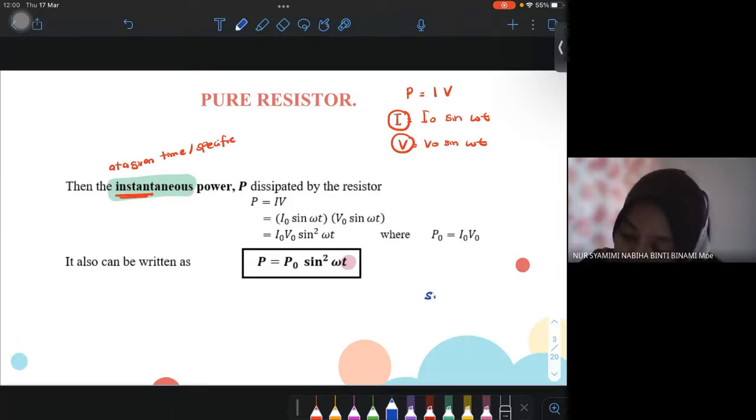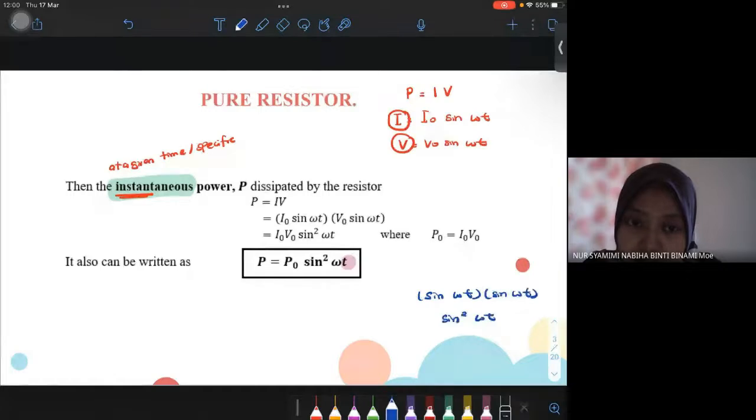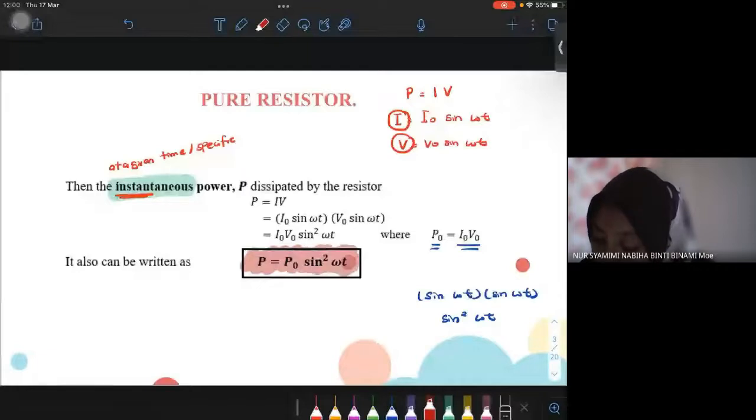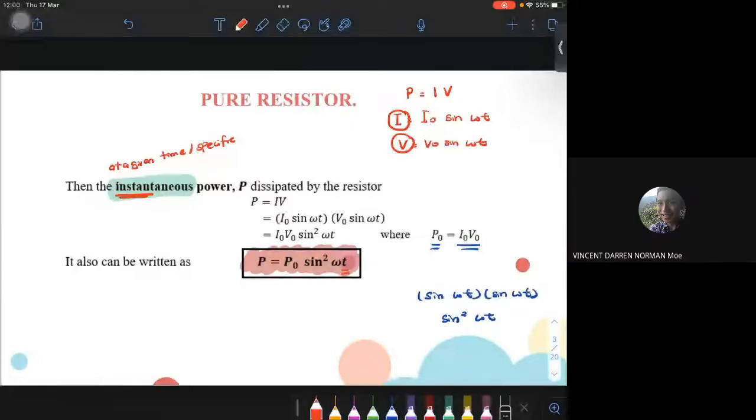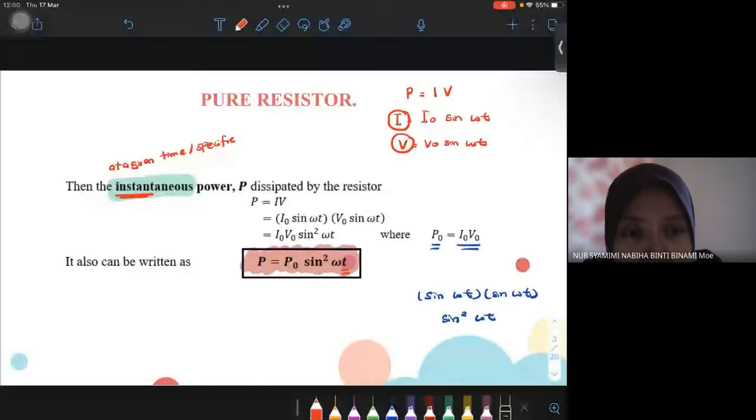So kita belajar identity, sin omega T darab dengan sin omega T, kita akan dapat sin square omega T. Okay, so that's why I naught darab dengan V naught, kita akan dapat P naught. So equation kita akan dapat P is equals to P naught sin square omega T at a given time. So dia perlu ada T dekat sini. You faham tak? Faham, madam. So kita just darabkan equation I dengan equation V. So P naught sin square omega T.